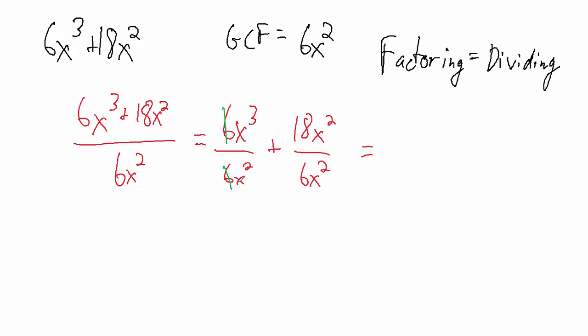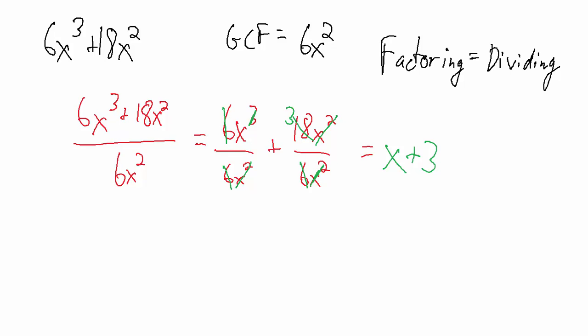X cubed and x squared. The x squared goes into the x cubed with just a factor of x left over, so that leaves us with an x. And what about over here? Well, 6 goes into 18 3 times, and then x squared cancels perfectly with x squared, so all we have left is the plus sign from here, and then plus 3. So x plus 3 is what's left over.